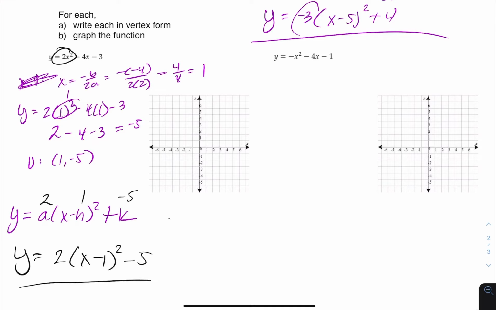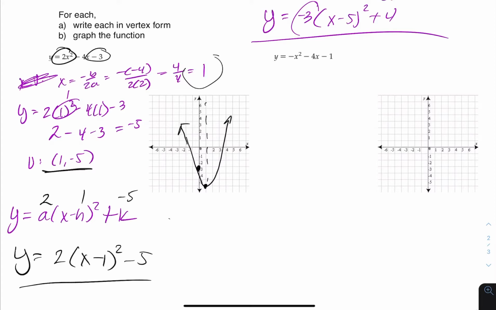Now they want me to graph the function, so the easiest way to do it is to find your vertex, 1, negative 5. Or if I want the y-intercept, it's right there, negative 3. And you just try to match these graphs. There we go. If I wanted the axis of symmetry, x equals 1, the first thing I found, you can do that if you want. So now it's the next one.